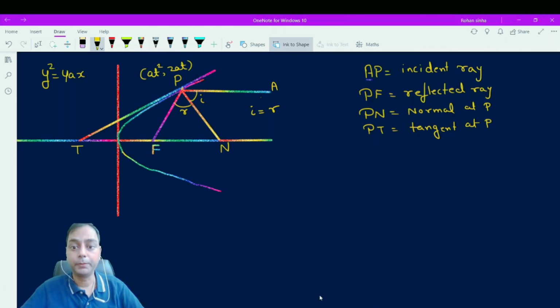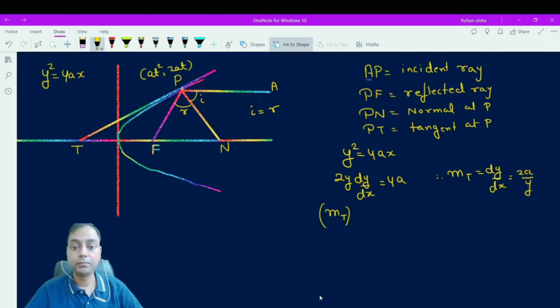What about slope of normal? So, y square is equal to 4ax, it is given. So, what can we say? 2y dy by dx is equal to 4a. So what is slope of tangent? It is dy by dx, and this is equal to 2a upon y. So slope of tangent at point P is given by 2a upon, putting y as 2at here. So this is 1 by t. So what about slope of normal here? Slope of normal is equal to minus t.